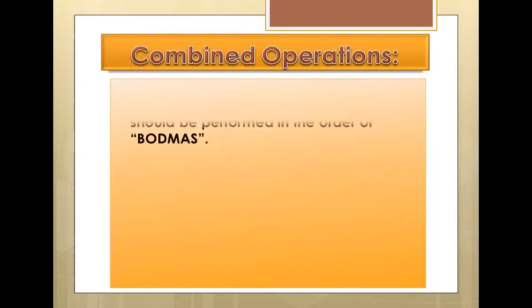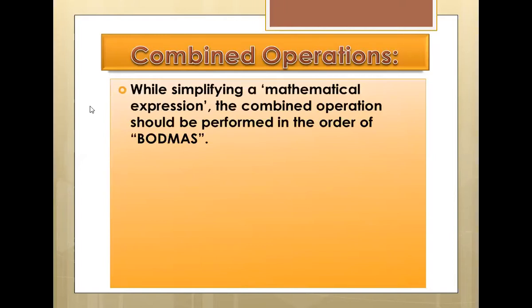Combined operations means all the operations are written together, along with the brackets. So for a combined operation, what you will do while simplifying a mathematical expression, you know what a mathematical expression is, in which only numbers are included. The combined operation should be performed in the order of the BODMAS rule. If in any question you have multiple operations as well as brackets, how will you perform it? You use the order of BODMAS.